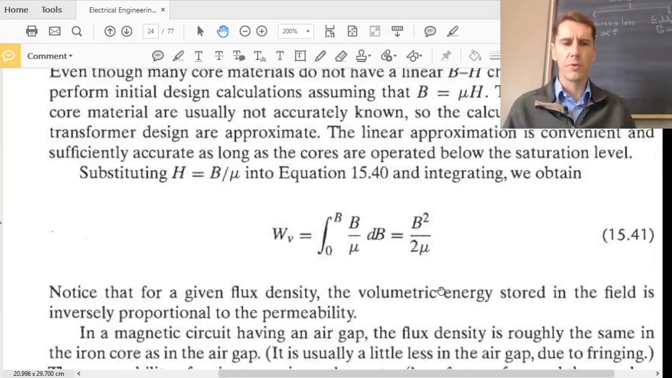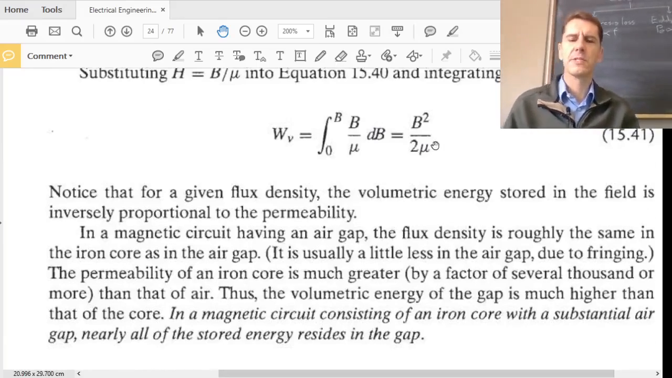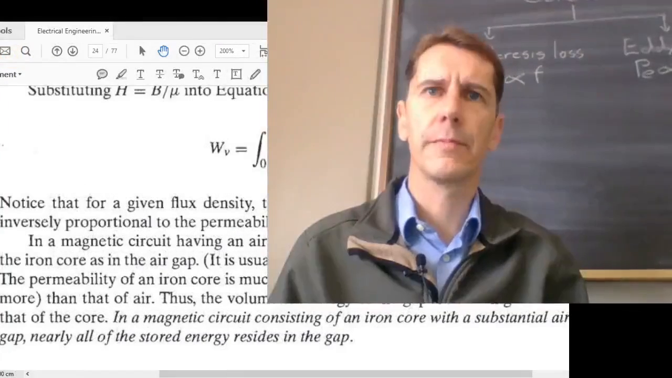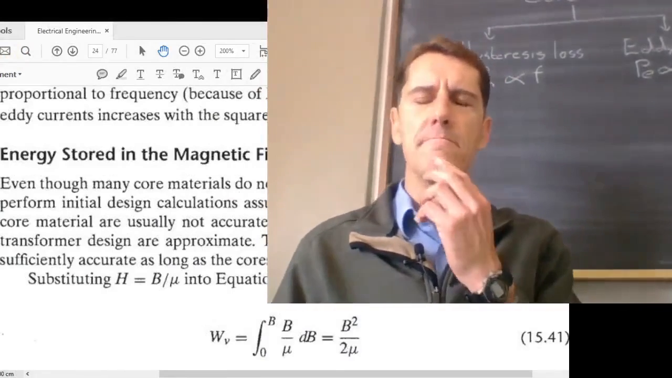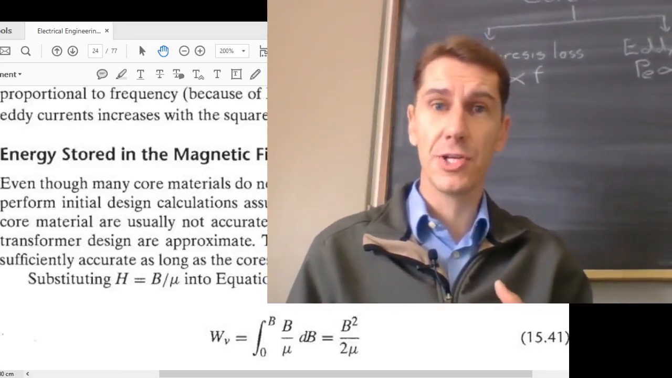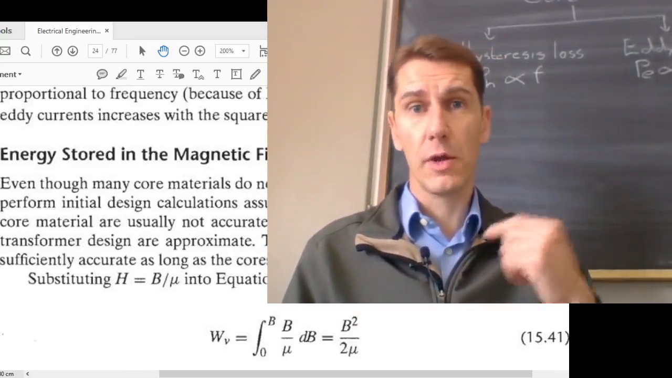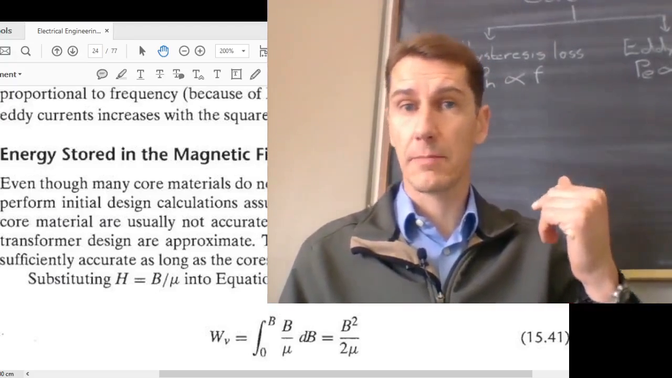You need to multiply with the volume of the core. Now, notice this equation in italics: the energy density, that volumetric energy, is proportional to the inverse of the permeability. In other words, if I make this mu smaller, what's going to happen to the volumetric energy? It's going to go up. Make mu smaller, volumetric goes up. If I make the mu higher, then obviously the volumetric energy is going to come down.